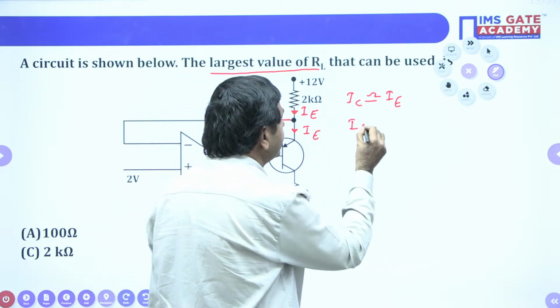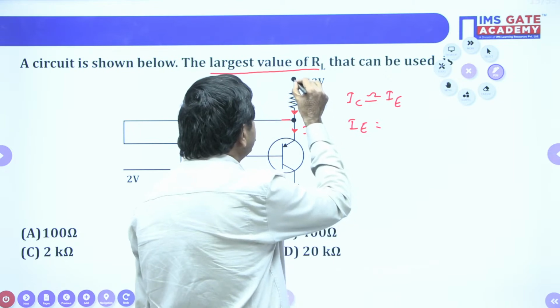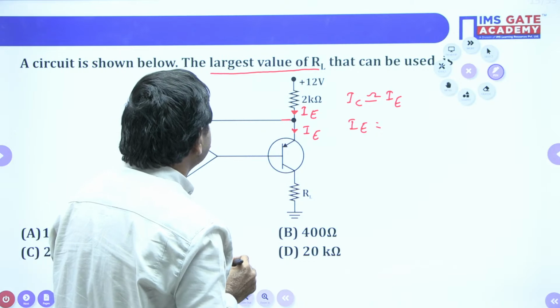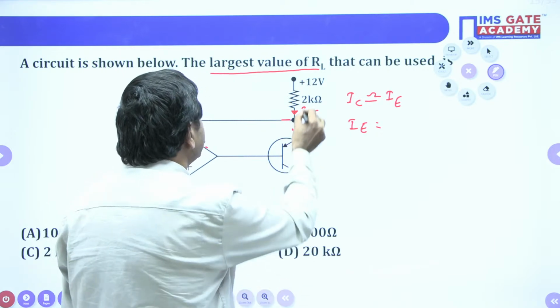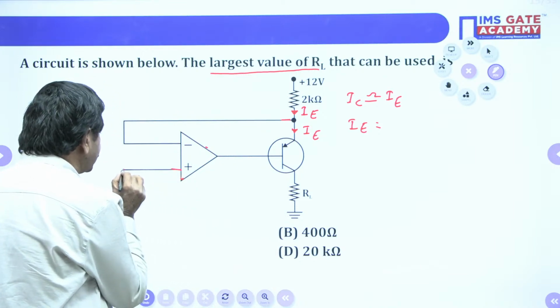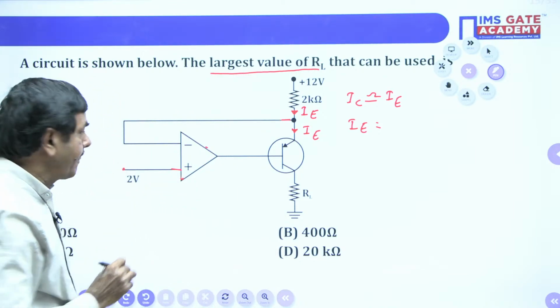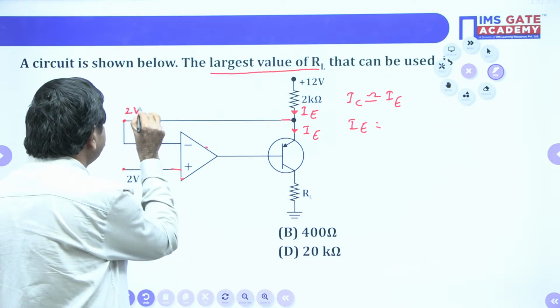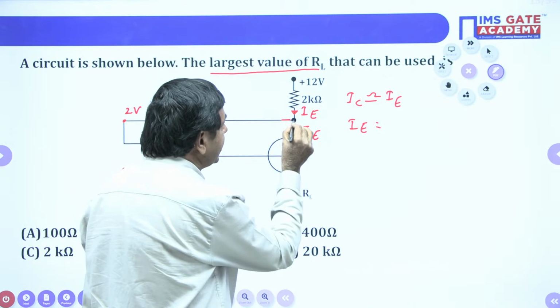IE is nothing but this voltage, 12 volts, given here. Here 2 kilo ohms is given. V plus is 2 volts. V minus is also the same voltage, 2 volts here now. The same voltage is maintained here also.